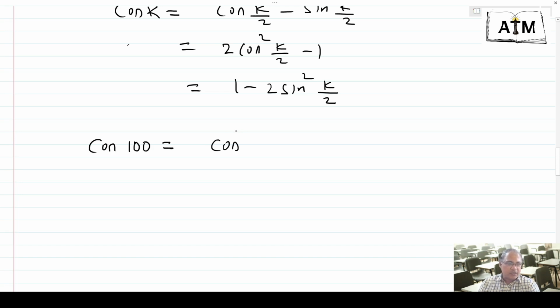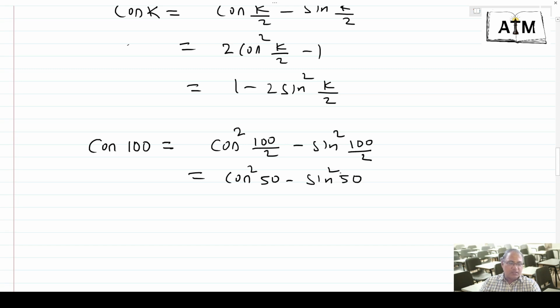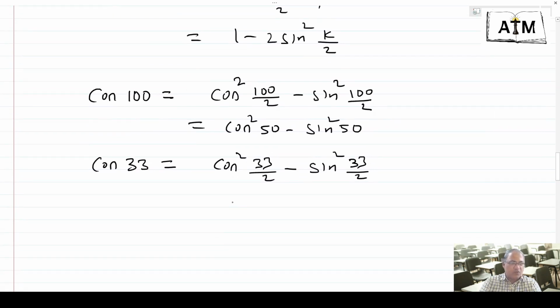Suppose I wish to find cos 100. Then cos square 100 by 2 minus sin square 100 by 2. 100 by 2 is nothing but 50. So it is cos square 50 minus sin square 50. Automatically the answer comes. And suppose cos 33 is there. Then also I don't bother whether 2 is there or not there. I just remember the formula in terms of k, cos square k by 2 minus sin square k by 2. So cos square 33 by 2 minus sin square 33 by 2. Or if you want to use the modified formula, then 2 cos square 33 by 2 minus 1, or equals 1 minus 2 sin square 33 upon 2. This way you can utilize this formula.